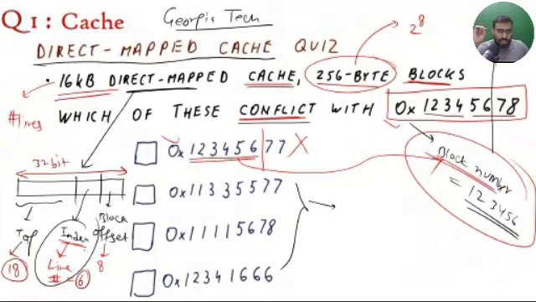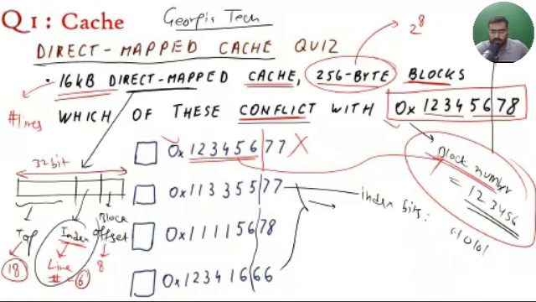So what will the index be here? What are the index bits? The index bits will be 0, 1, 0, 1, and then 1, 0. You can notice this will be the index bits in this second address. And what will the index bits be in this one? That will be 0, 1, 1, 0, and then 1, 0. So this will be the index bits, because you can notice the index bits are 6 bits.